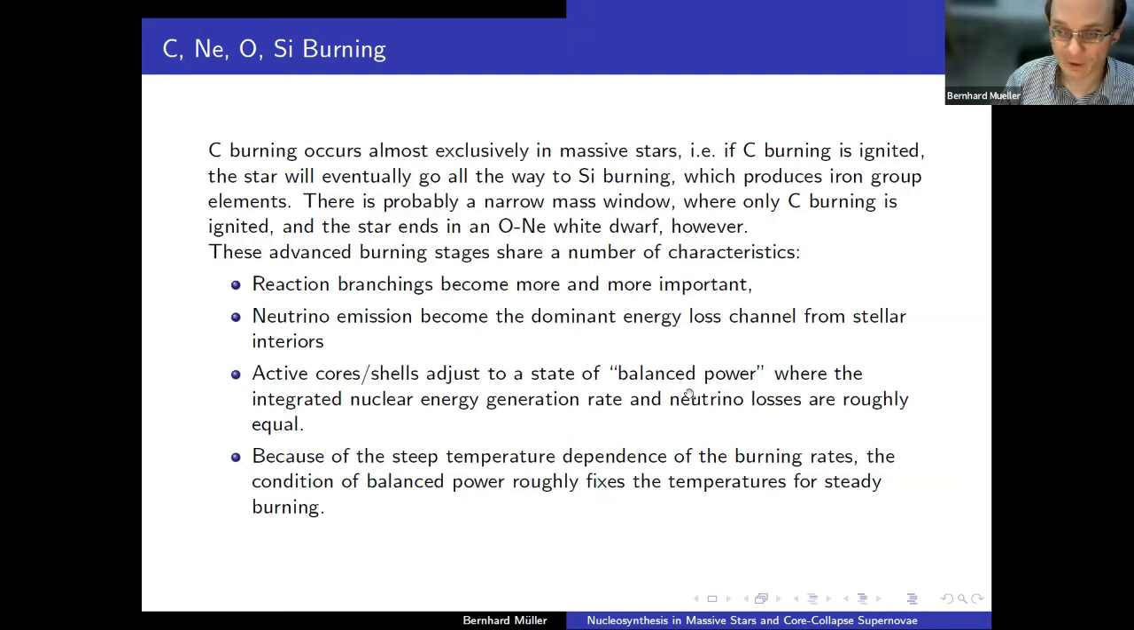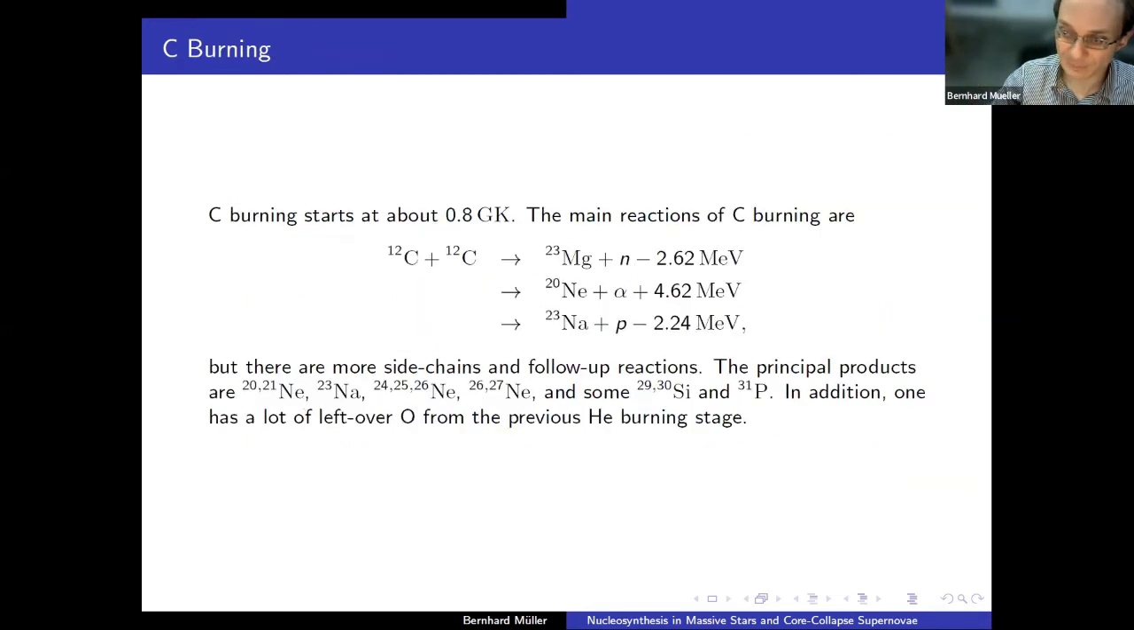During these burning stages, we already know the physics. The dynamics of the burning will be dictated by this state of balanced power. You primarily cool these phases by neutrinos, and the balance of power basically fixes the burning temperatures to relatively robust values. So let's look at these burnings. The first is carbon burning.